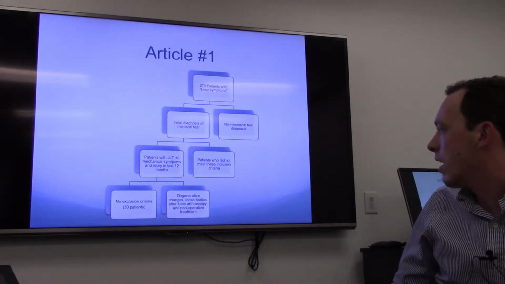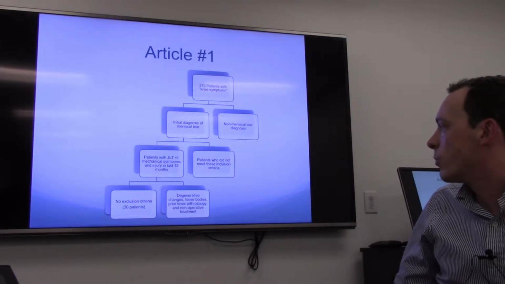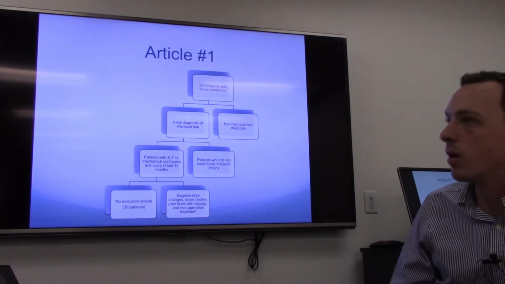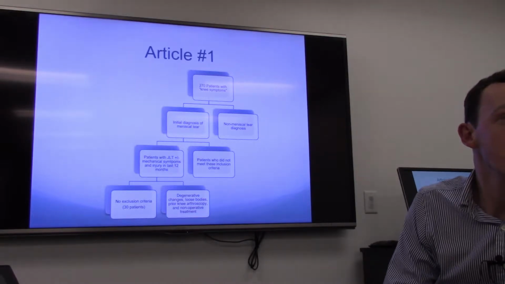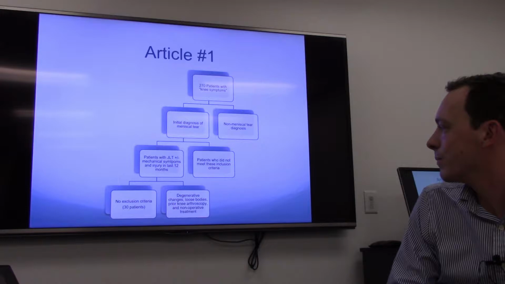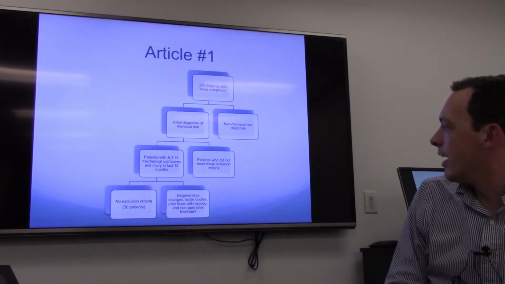And then basically anybody with degenerative changes, loose bodies, prior arthroscopy, and non-operative treatment were excluded. So then you had 30 patients that didn't get excluded because of those, and that was your final study population. I don't understand why they excluded the non-operative treatment patients. Isn't that a large number of patients that they're missing out on? Yeah, so I agree.